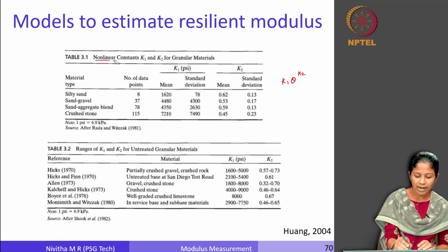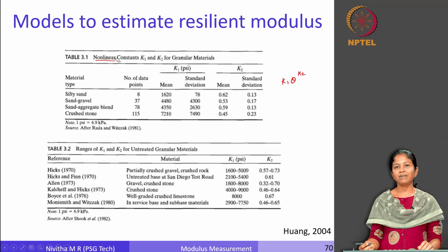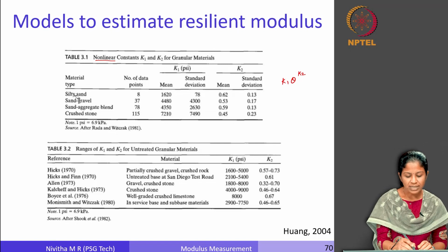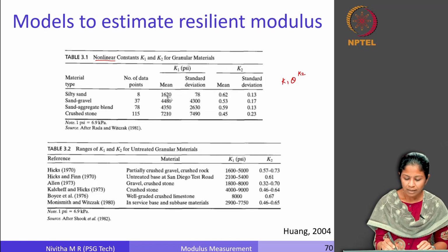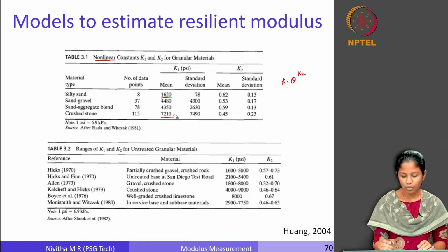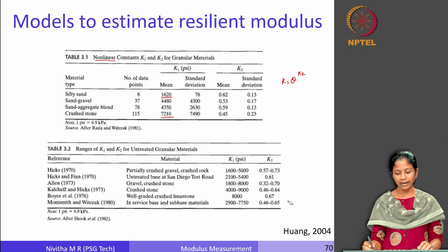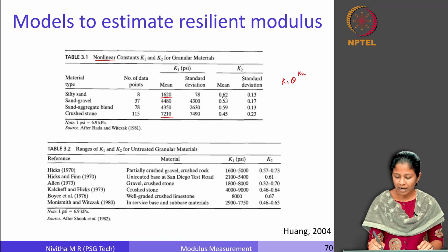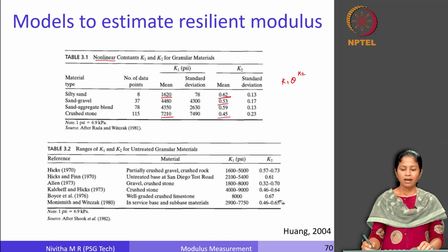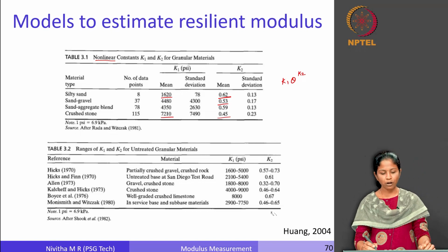These are called nonlinear constants because the modulus value varies with the stress, and that is why there is a nonlinear response, right. You can see here for silty sand, the K1 value is 1620, whereas for crushed stone, it is as high as 7210. The K2 value varies from 0.53 for sand or gravel to 0.45 for crushed stone and 0.62 for silty sand, right. So these are the ranges of K1 and K2 values for granular materials.